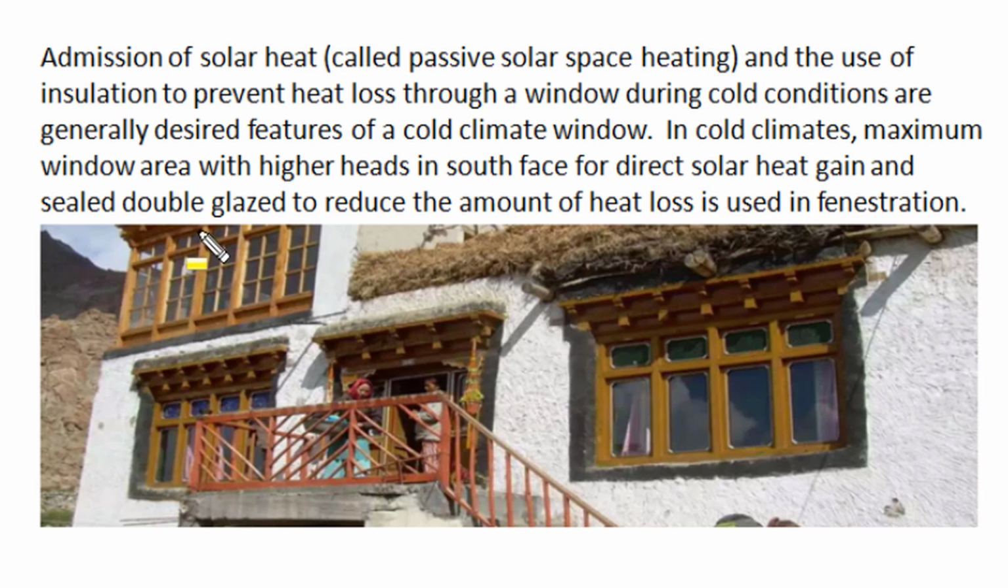That means they allow admission of solar heat from solar radiation to internal positions, and they use appropriate insulation in the building envelope as well as on fenestration to prevent heat loss through windows during cold conditions. In cold climate, to have maximum solar heat gain factor, we use maximum window area with large head in the south face of the building for direct solar heat gain, and in fenestration we use double or triple glazed sealed windows to reduce the amount of heat loss in fenestration.